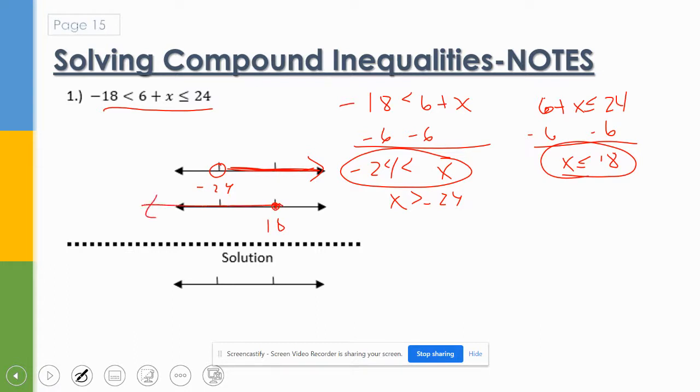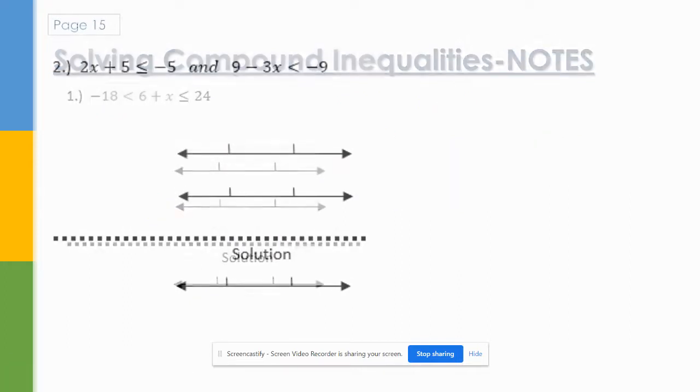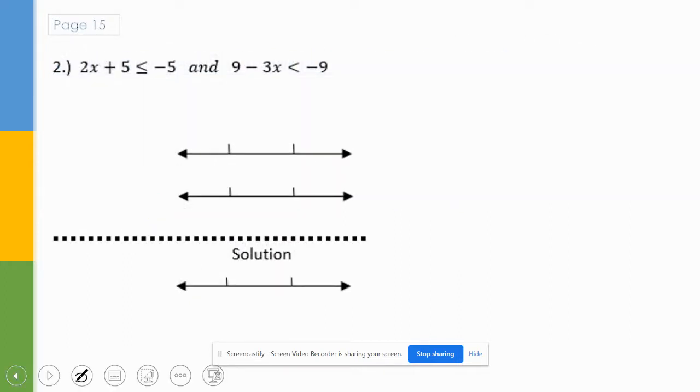Going that way. So our answer is the overlap. So this part here in the middle. So I'm going from negative 24 to positive 18, just shading that middle part. And that's usually what an and will look like. Second one, it says and, it's already separated, so all I got to do is solve.